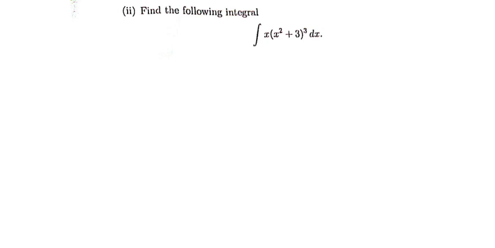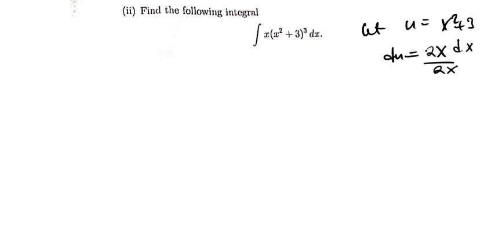So in this case, we'll say let u be equal to what is inside the brackets only, x squared plus 3. So then what will be du? We are differentiating this. The derivative of x squared is 2x. The derivative of 3 is 0, so you do times dx. Make dx the subject of the formula. You divide both sides by 2x. Therefore, dx is du divided by 2x.